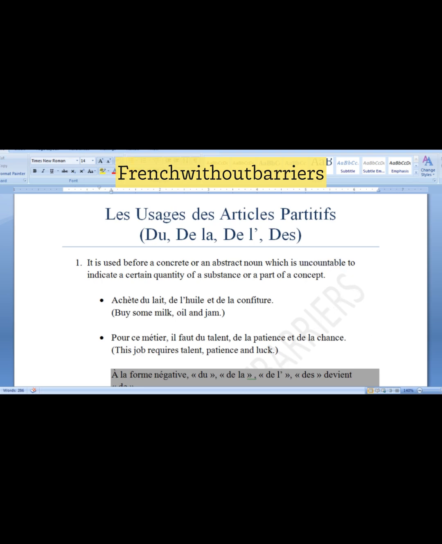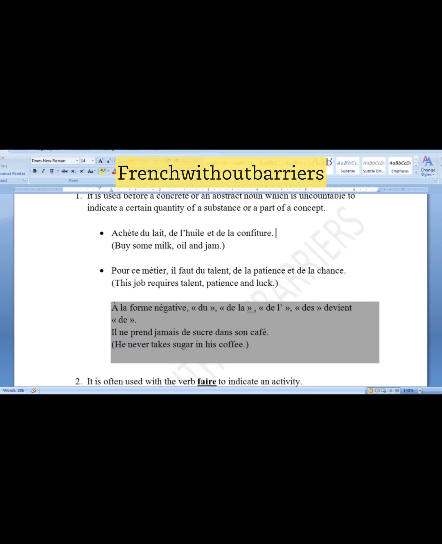Okay, let's see the next example. Pour ce métier, il faut du talent, de la patience et de la chance. Okay, this job requires talent, patience, and luck. Now, guys, talent, patience, and luck, all three of them are abstract nouns. They cannot be counted. And c'est pourquoi nous allons utiliser les articles partitifs ici. That is why we are going to use our partitive articles here. That is why we have du talent, de la patience, et de la chance.